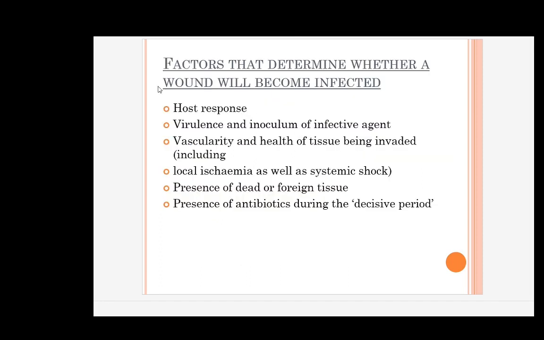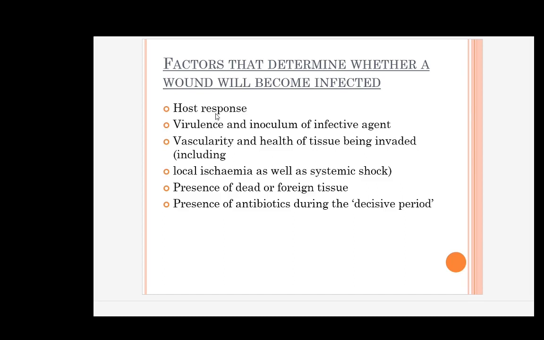Okay. Now, what are the factors that will determine whether the wound will actually become infected or not? Because every wound does not necessarily end up infected. And we also know that once infection sets in, the healing of the wound takes a much longer time. Number one is the host response, how good your immunity is. Young patients have much better immunity, older patients have poor immunity, and those with chronic illness and comorbidities have poor immunity. Then you have the virulence and the inoculum of the infective agent.